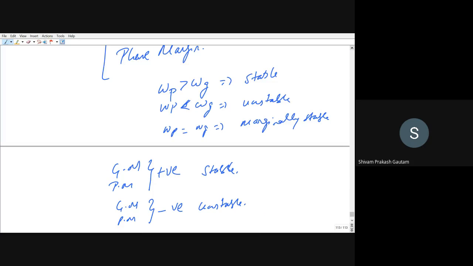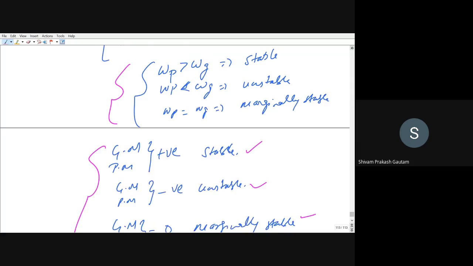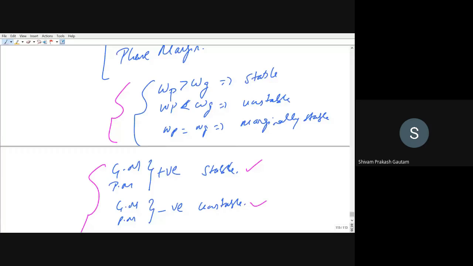Now, can anyone tell me, you can take a guess, what is the problem in this kind of determining stability? We have said that the system is stable, unstable, marginally stable, but there is some drawback of this concept. Can anyone tell me?